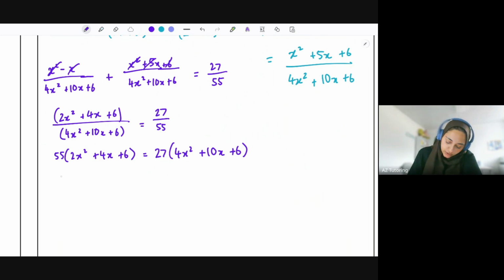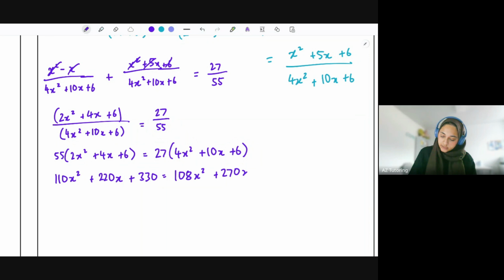55 times 2x squared is 110x squared, plus 55 times 4 is 220x, plus 55 times 6 is 330, equals 27 times 4x squared, 108x squared, plus 270x plus 27 times 6 gives us 162.